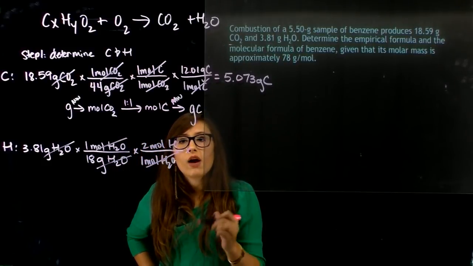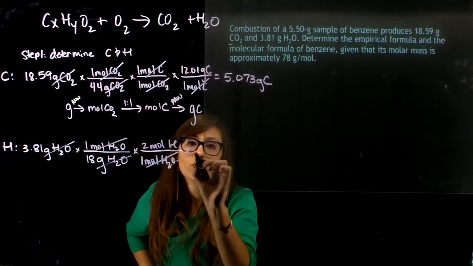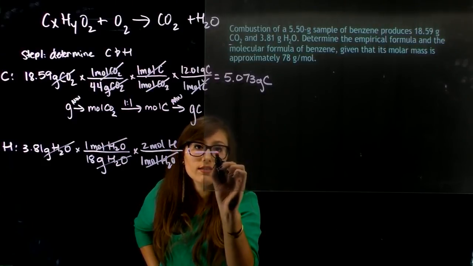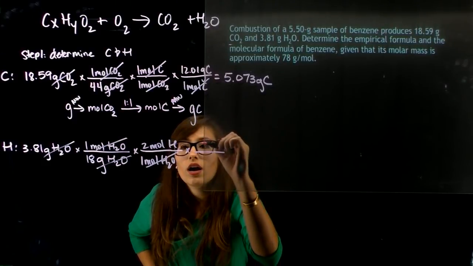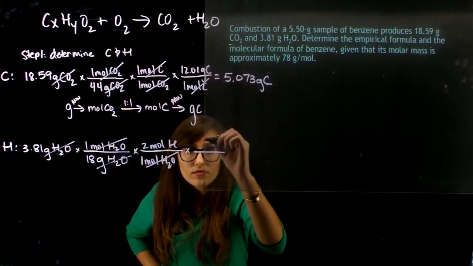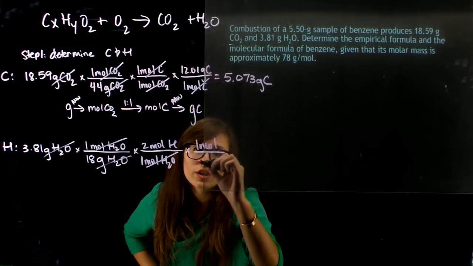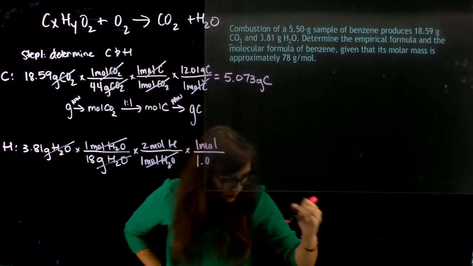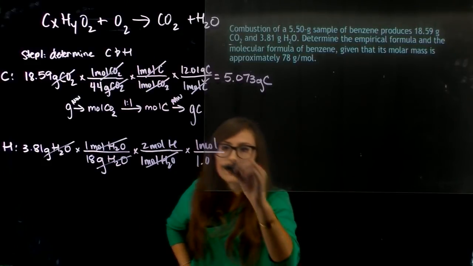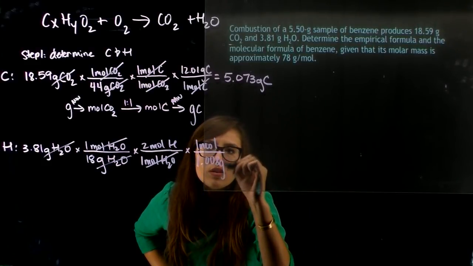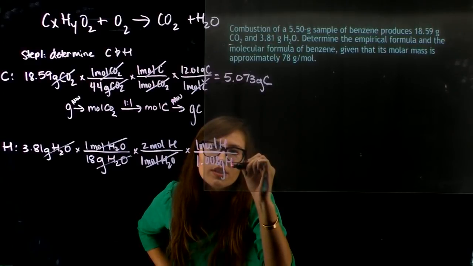And we now want to go to grams of hydrogen, so we use the molecular weight of hydrogen. For every 1 mole of hydrogen, it's 1.008 grams of hydrogen.